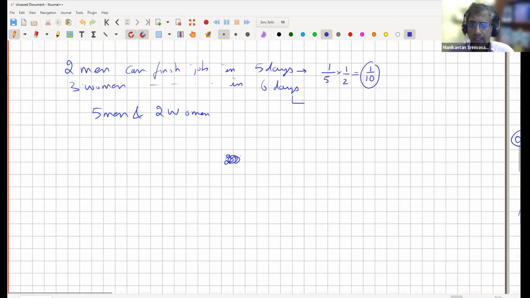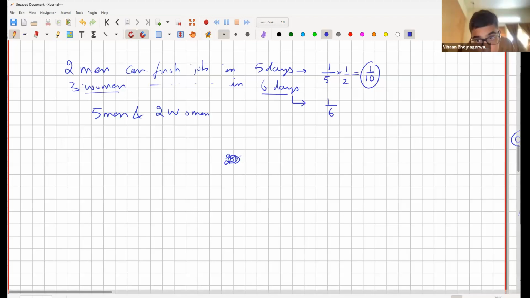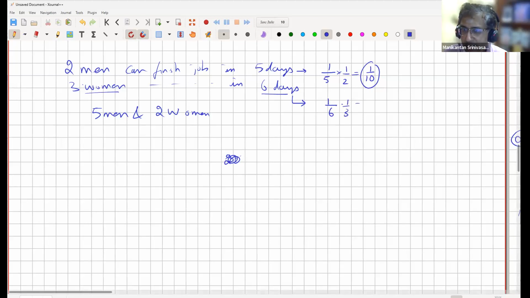Yes. Okay. Similarly, 3 women can finish in 6 days, which means in 1 day, collectively, the 3 women are able to finish 1/6 of the workload. It'll just become 1/18 per woman: 1/6 times 1/3 is 1/18. So each woman is doing 1/18 of the job per day. And now we can answer this question.